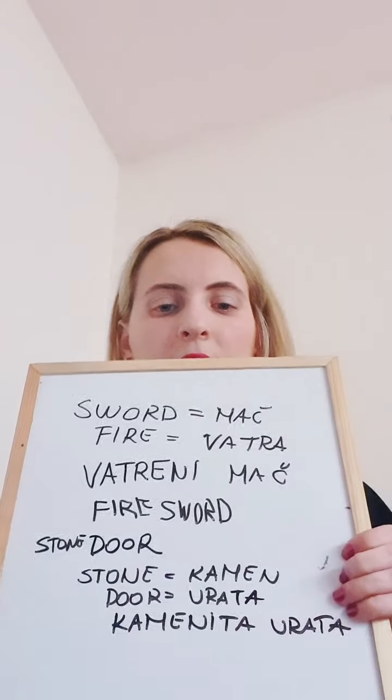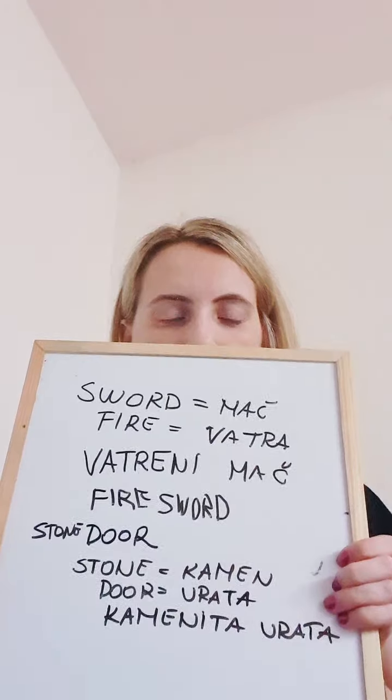So for example, we have door, stone door, right? Stone is kamen, and door is vrata. Sometimes I forget which language I'm talking. So stone door would be kamenita vrata. So this is working like this.